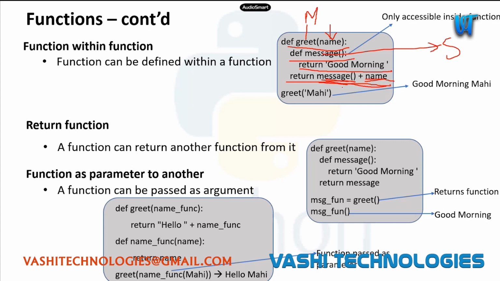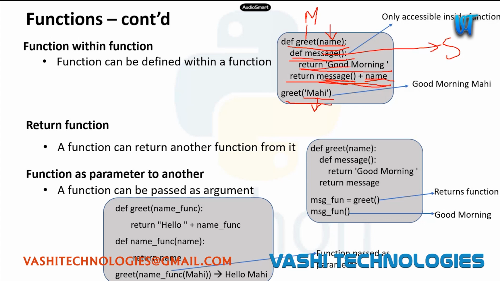Sorry. If you see it in action, we have this greet of Mahi. Here, I am calling a greet function. I am passing the argument Mahi to this parameter. Mahi is a positional argument, a positional parameter. For greet, I am passing Mahi. It will take that Mahi and go inside greet.